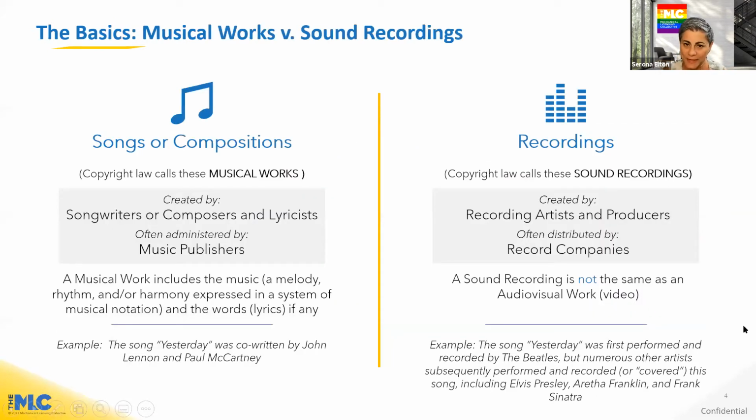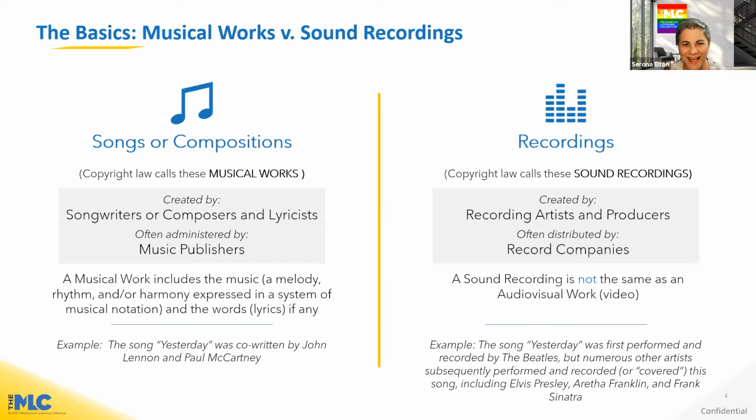So let's first make sure everybody understands the difference between a song and a recording, because in order to understand mechanical licensing and mechanical royalties, you have to understand the difference. Under the copyright law, these are defined as different things. A song or a composition, I use those terms interchangeably, is defined in the copyright law as a musical work. So when you hear somebody say musical work, that's what the copyright law defines these as. These are typically created by songwriters or composers and lyricists, and they're often administered by music publishers, right? This is what the music publishing business is all about.